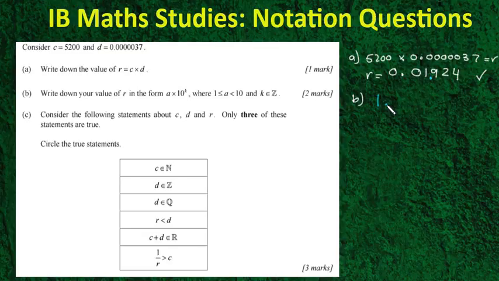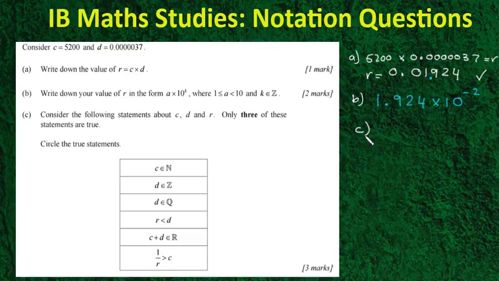So I'm going to put 1.924 times 10 to the power of. Now, our K value must be an integer. So how many times have I moved it? 2 times to the negative side because it's a small number. So 1.924 times 10 to the -2. That's the same as scientific notation, I guess. But certainly that is our answer for part B.